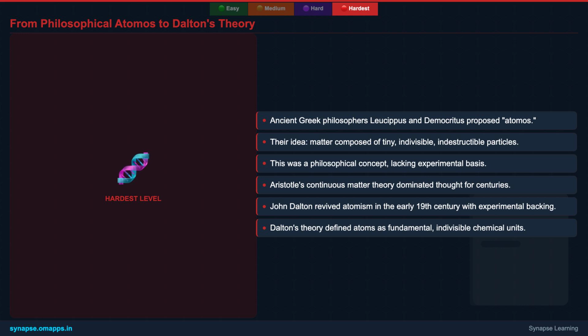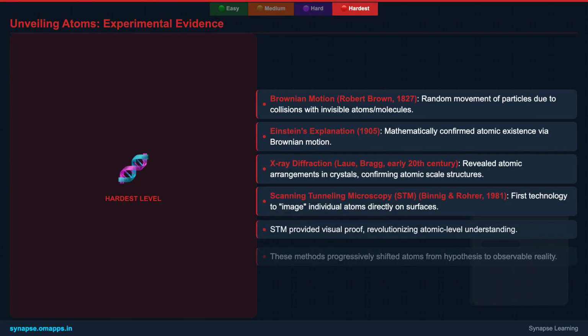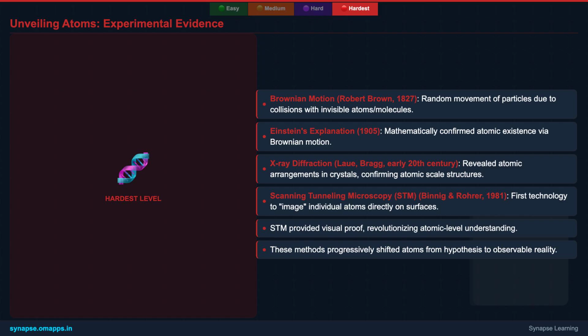John Dalton, in the early 19th century, then revived atomism, but this time with experimental backing, marking the true dawn of modern atomic theory. The existence of atoms moved from hypothesis to observable reality through groundbreaking experiments. Robert Brown's observation of Brownian motion in 1827, later explained by Einstein, provided strong indirect evidence. X-ray diffraction, pioneered by Laue and Bragg, revealed atomic arrangements in crystals, confirming atomic scale structures.